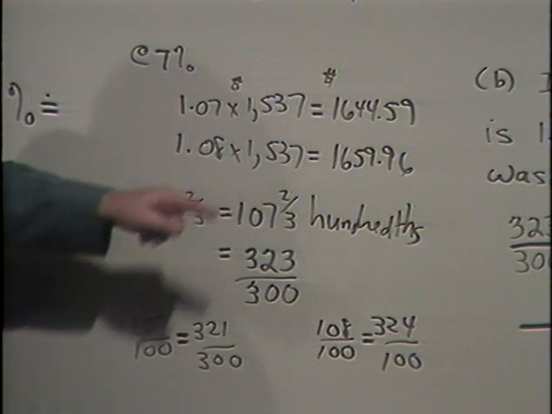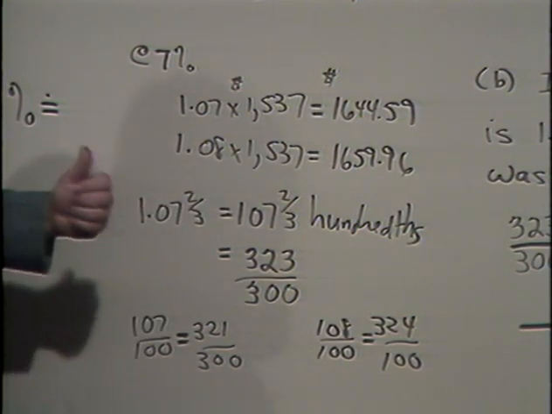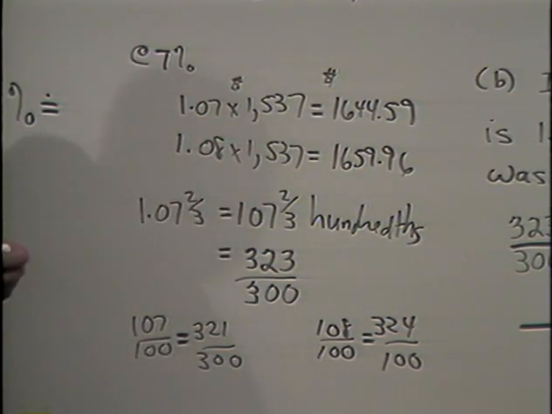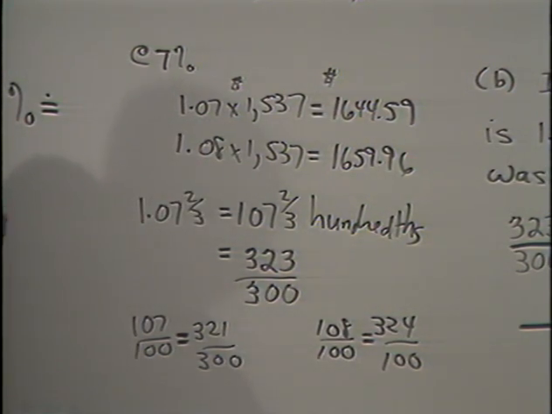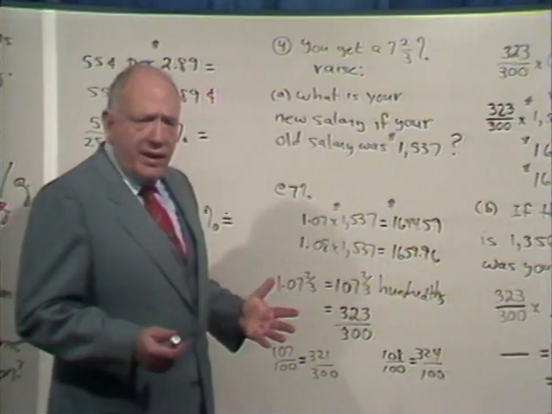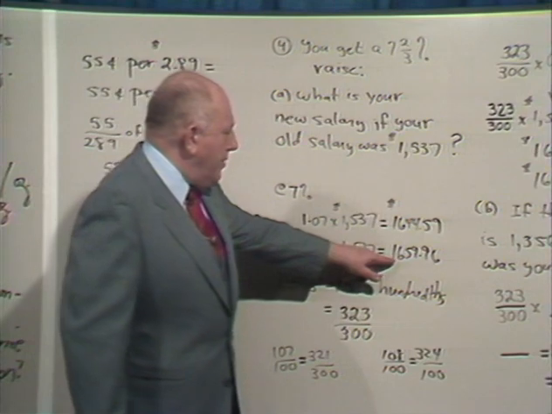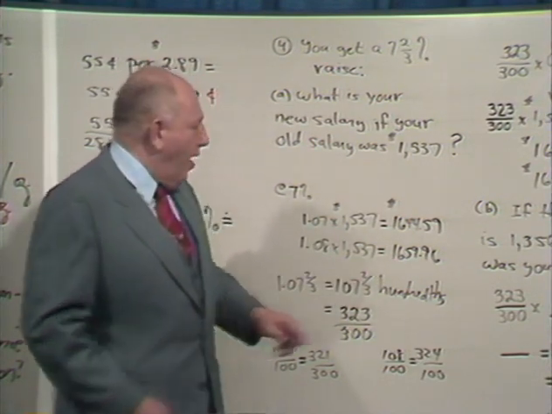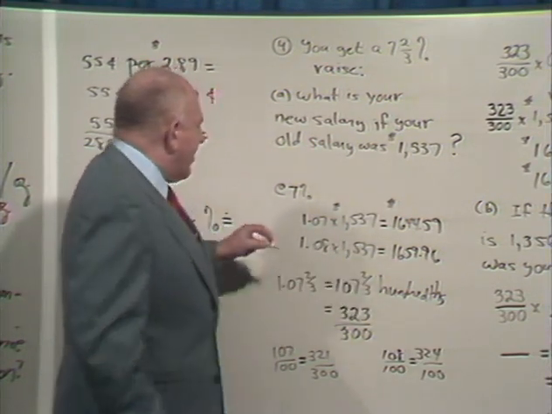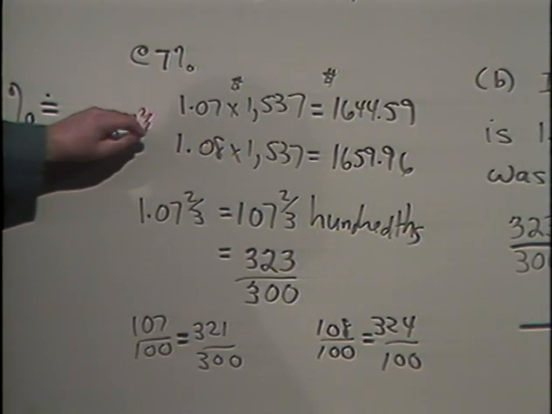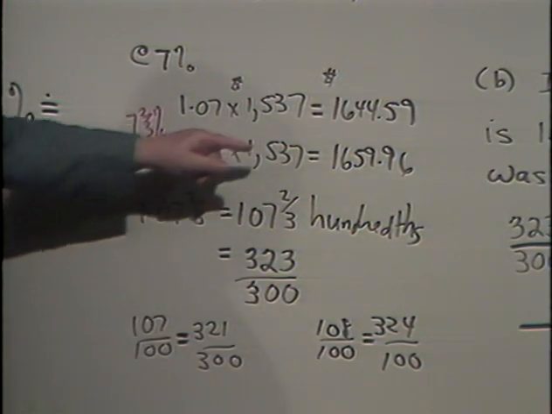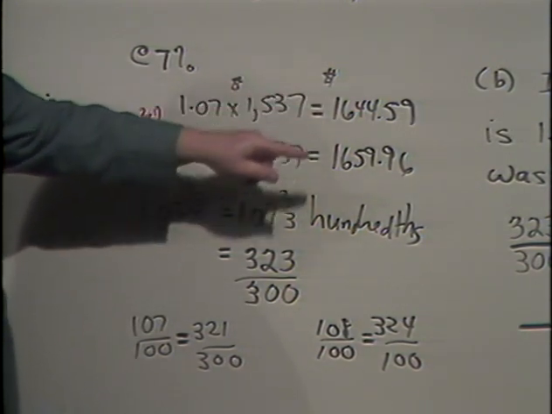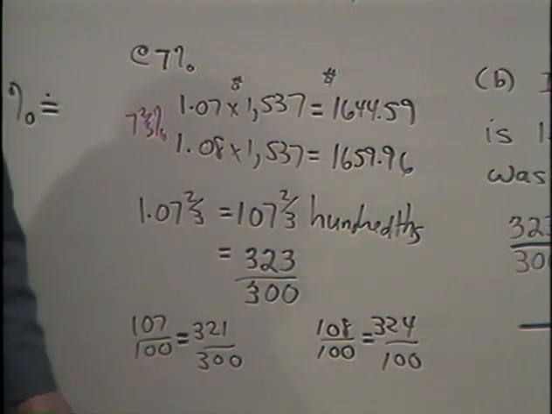What would an 8% raise mean? It means for every dollar you were making, you're now making $1.08. So for $1,537, you're making $1.08 times 1,537. If you multiply those numbers, and you don't have to use the calculator, but it's easier, or at least quicker, that comes out to be $1,659.96. And since we're dealing with 7 2/3%, which is between 7% and 8%, it tells us that whatever the right answer to this question is, it's going to come out to be between these two extremes.